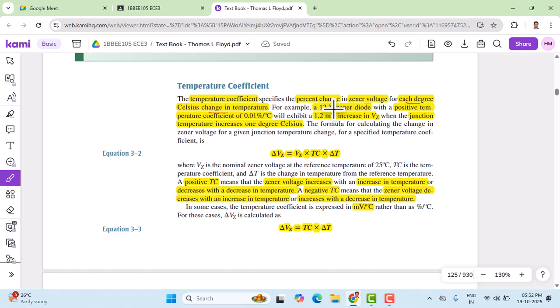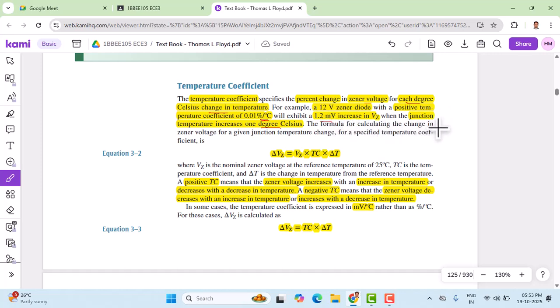Let us look at an example here. A 12 volt Zener diode, 12 volt is Vz, is given with a breakdown with a positive temperature coefficient of 0.01% per degree Celsius. This is the temperature coefficient given, and that will exhibit a 1.2 millivolt increase in the Vz when the junction temperature increases by 1 degree Celsius. When the temperature changes by 1 degree Celsius, Vz will be increased by 1.2 millivolts.